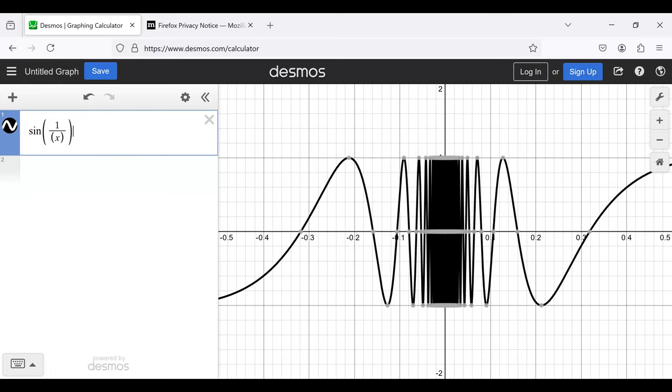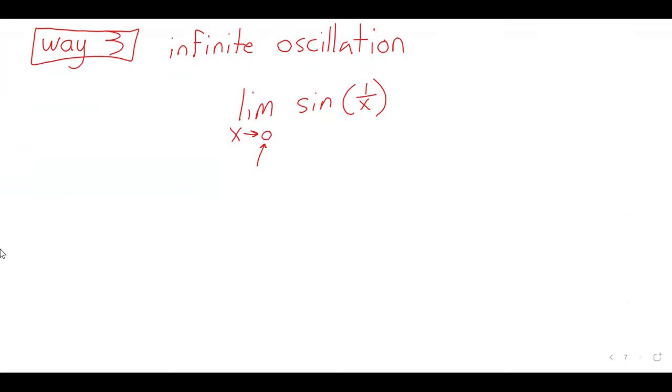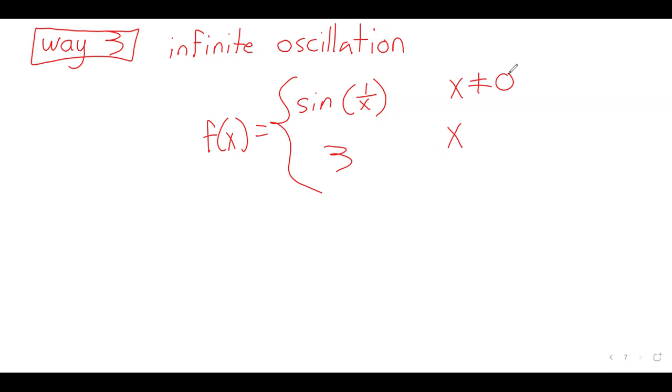Let's define a new function, a piecewise defined function that is the sine of 1 over x when x is not equal to 0, but is 3 when x does equal 0, just to try to drive home the fact that it's not the division by zero error that's causing us problems. This function no longer gives us a division by zero error. This function is defined everywhere.